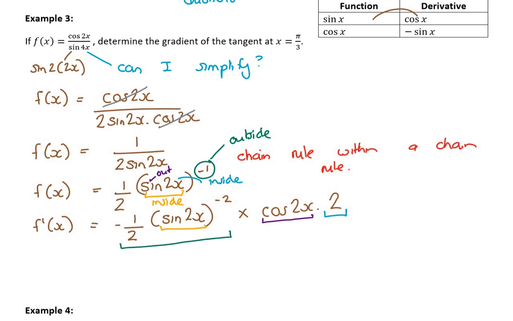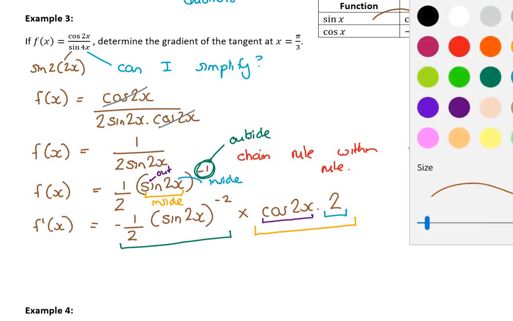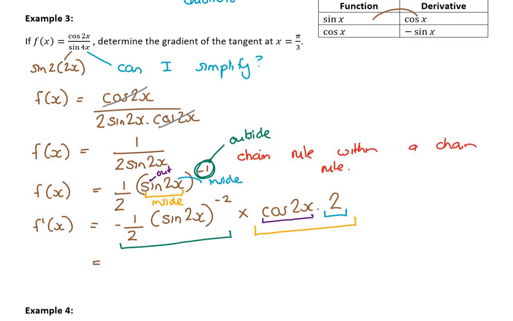So I hope my colors aren't confusing you, but basically the outside function was -1, so bring down the -1, leave the inside function, subtract 1, and then multiply. Maybe I should actually put this yellow line under here to explain that this entire thing is the derivative of the inside function, which had its own outside and inside. Now, yep, I can simplify this a little bit, because this is 2 times -1/2, which is -1.